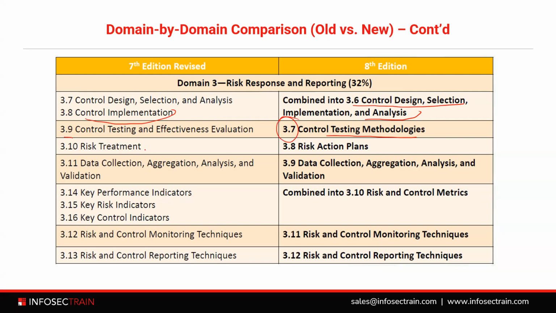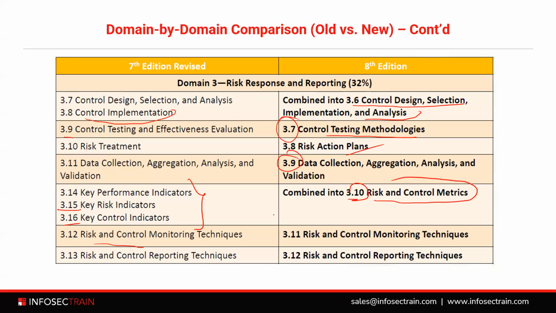3.10, in the earlier version, was risk treatment. Now section 3.8 is risk action plans. 3.11, data collection, aggregation, analysis, is now 3.9. Section 3.14, KPIs or key performance indicators, section 3.15, key risk indicators or KRI, and 3.16, key control indicators, have now been combined into 3.10 and renamed as risk and control metrics.